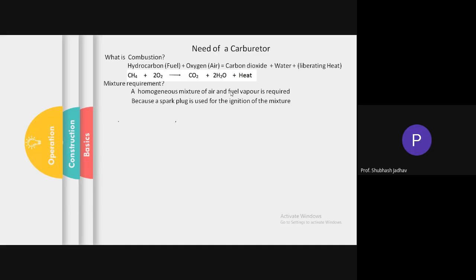Okay. And if this is to happen, then what is the problem? What is the difficulty we are having? Now here we are talking of mixing fuel and air. So the problem is air is gaseous and fuel is in the liquid state. If you take air as it is, it is in the gaseous state. If you take the fuel as it is, it is in the liquid state. So we cannot mix a gas and a liquid. That is the difficulty we are having.